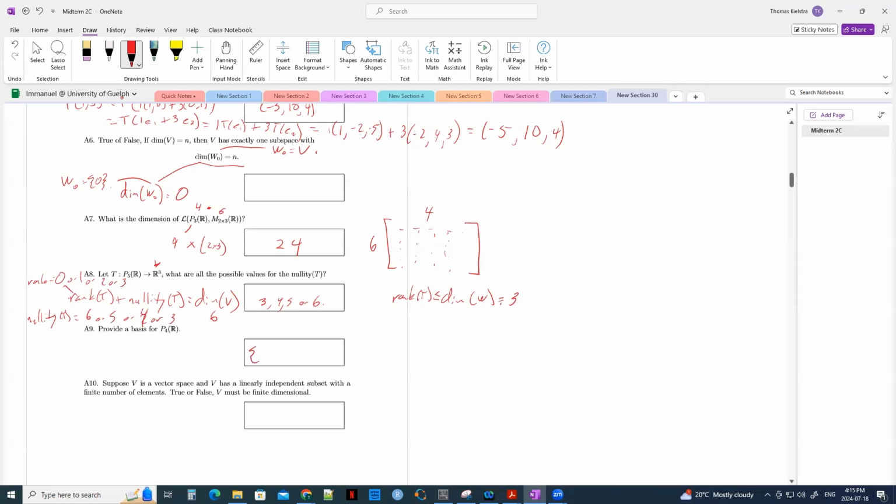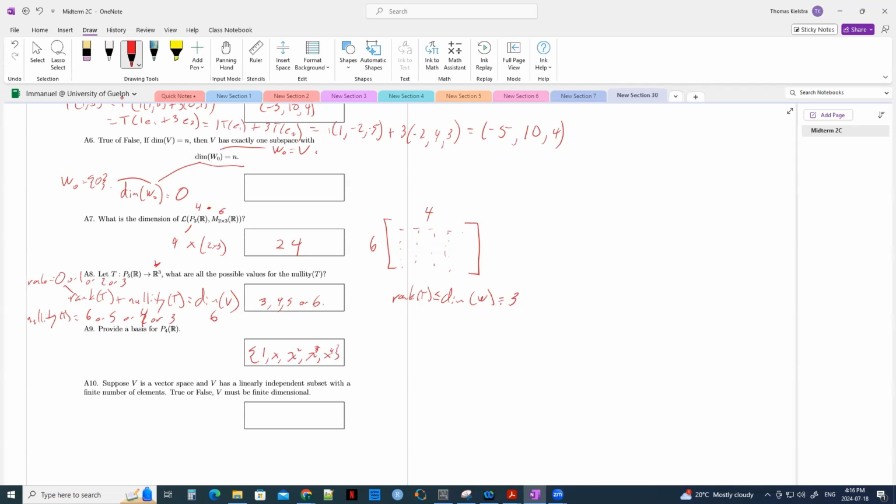Next, we have a basis for P of degree 4. This is, do you know the quote unquote standard basis for polynomials of degree at most 4? And that's our 1, x, x squared, x cubed, and x to the 4.